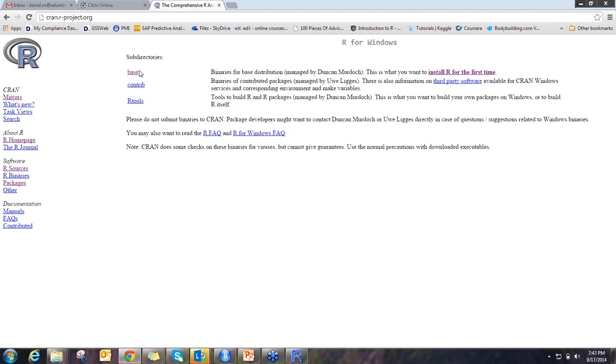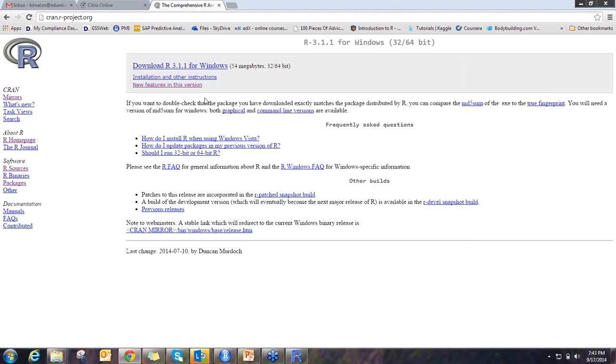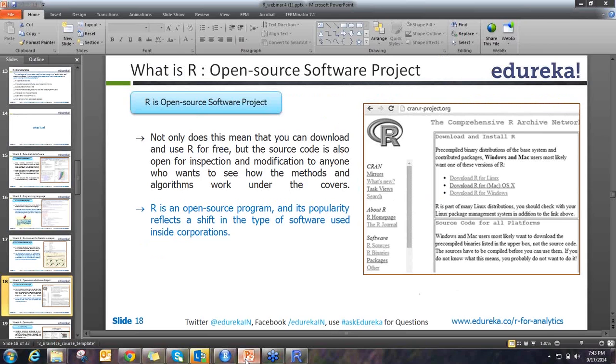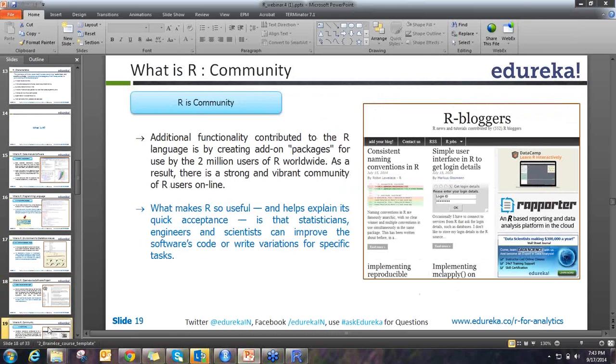Once you go over here, click on this base, and then you decide which R you want to install. Whether you are on Vista, then you might require a separate version. Then you decide which one you want, 64-bit or 32-bit. So this is the place for you to install R. Fine. Then R is a community.